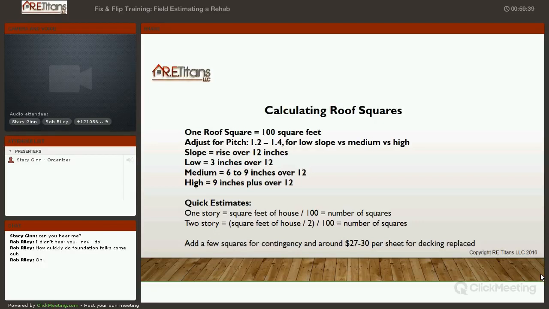That's true. Yeah, Kelly just had a good point that you can go to your county appraisal district, and sometimes they'll have that information for you as well. And Hillary, you had a question?